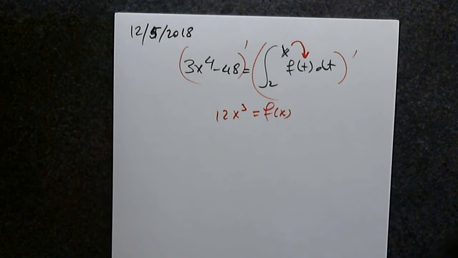So that's the answer. That's it. Is 3x to the fourth minus 48 the antiderivative of f of x then? Say it again. Is 3x to the fourth minus 48 the antiderivative of f of x then? Yes, correct. Oh, okay. Gotcha. So that was one.